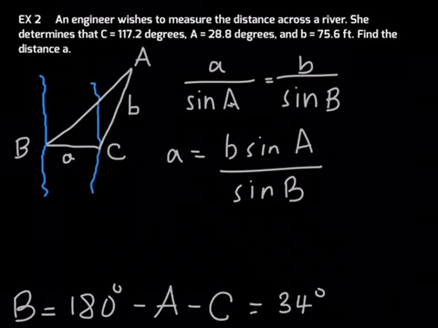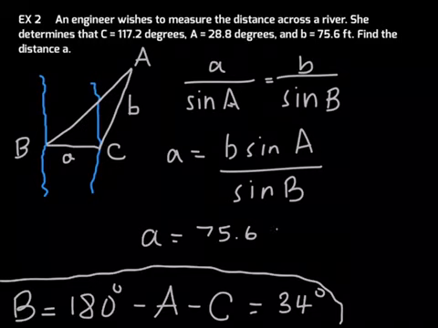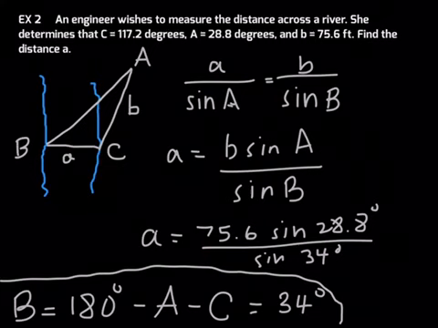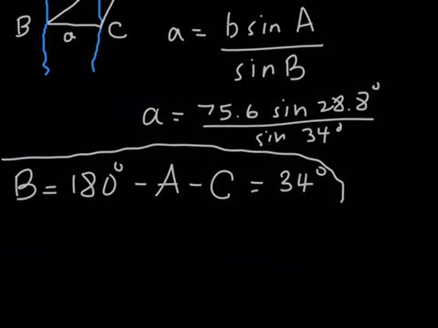So I'm going to use that value here. Let me just kind of separate this from our work over there. Okay, so then we can find that A is 75.6 feet times sine of 28.8 degrees, and then all of that divided by sine of 34 degrees. Cool? Let me move this up a little bit.